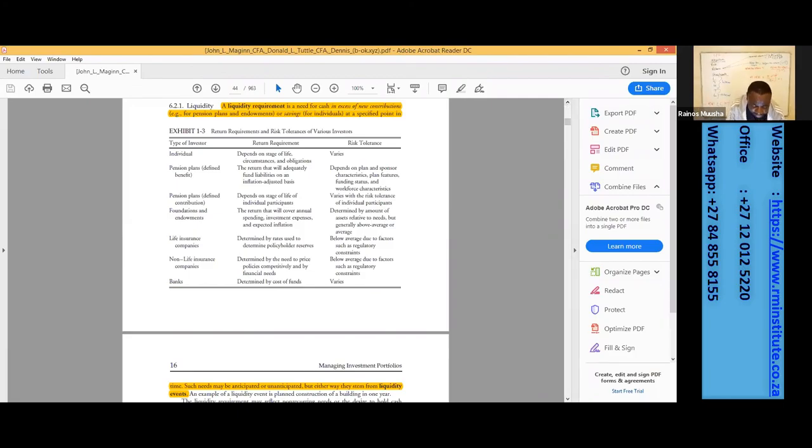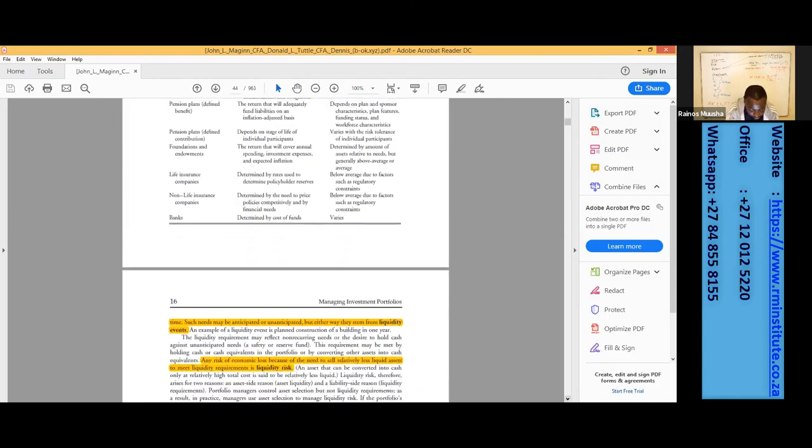And remember, they can be anticipated or unanticipated as well. For example, if there's going to be a funeral and the client is sitting with an investment account and doesn't really have other options, the only other option they'll have is to access that part of the investment. So these are some of the unanticipated needs that can also arise, which affect the liquidity needs of the portfolio.